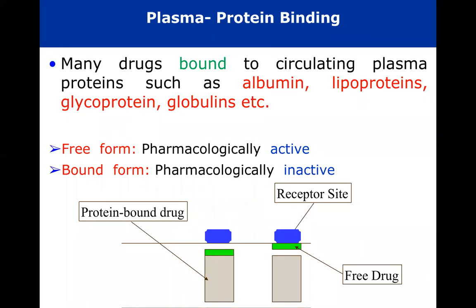All of you have heard about plasma protein binding, and many drugs bind to circulating plasma proteins such as albumin, lipoproteins, glycoproteins, globulins, and others. So we have a free form of a drug and a bound form. The free form is the active form pharmacologically, while the bound form cannot produce any effect, so it is the inactive form pharmacologically. And here, suppose that this is the receptor and this is the drug, here the drug can produce effect, while here not, because the drug bound to the protein cannot produce any effect through the receptor.